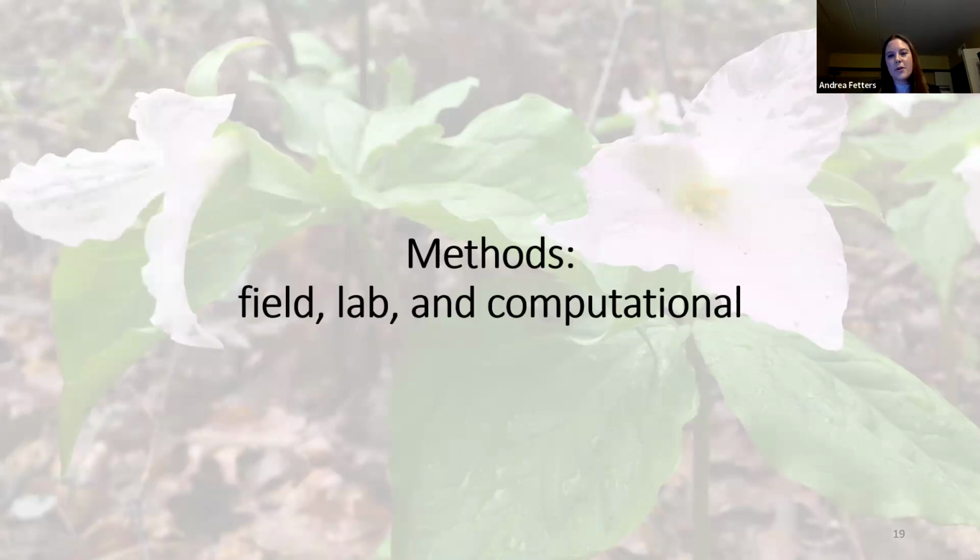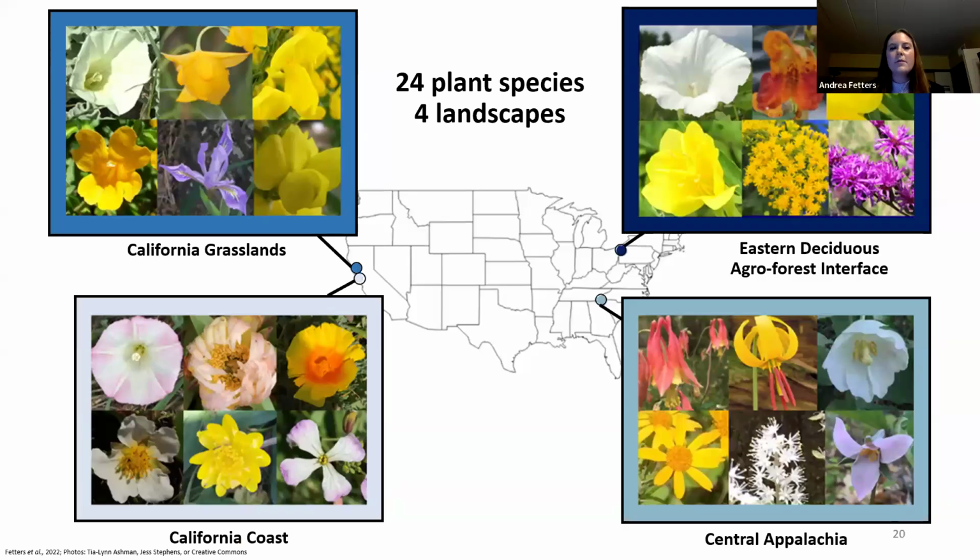To answer those major questions, my team and I used a variety of field, lab, and computational methods. For the main project that I'm going to show data from today, we collected pollen from 24 plant species in 4 different landscapes around the United States. These plant species were all herbaceous and animal pollinated, and most were perennials.